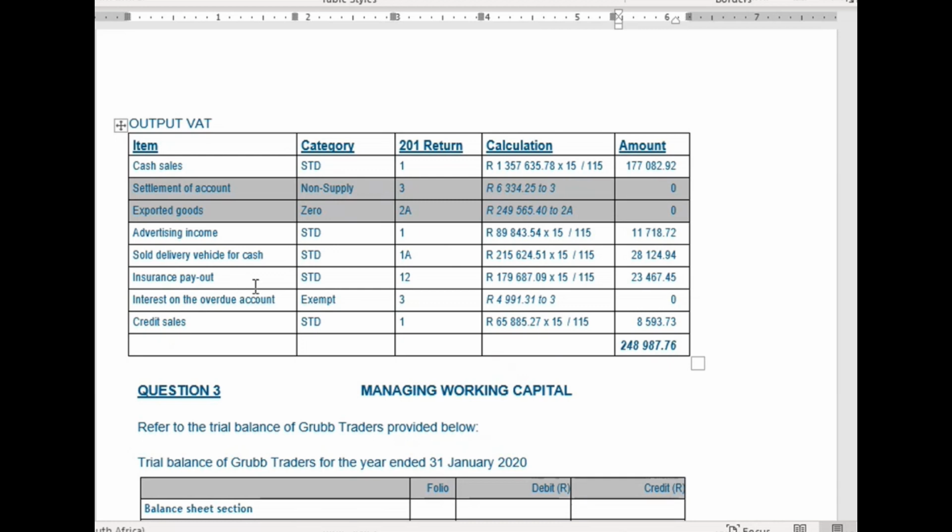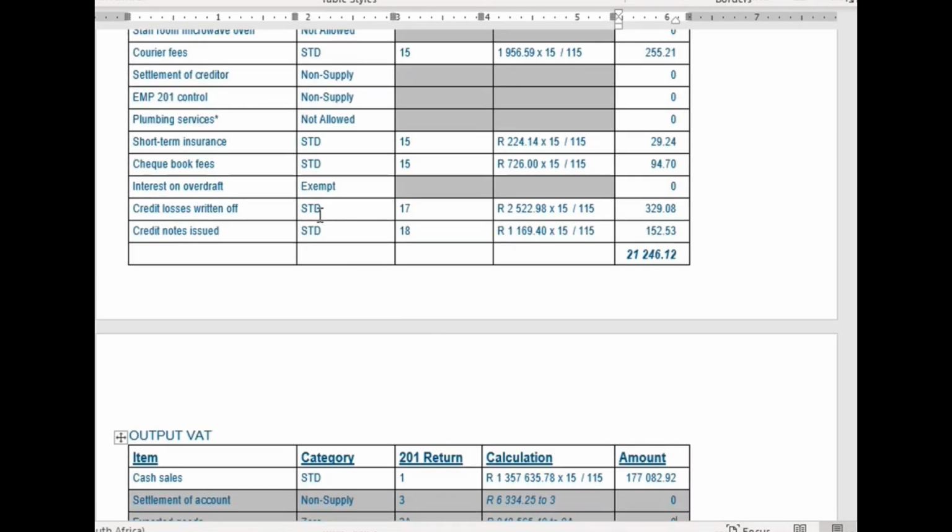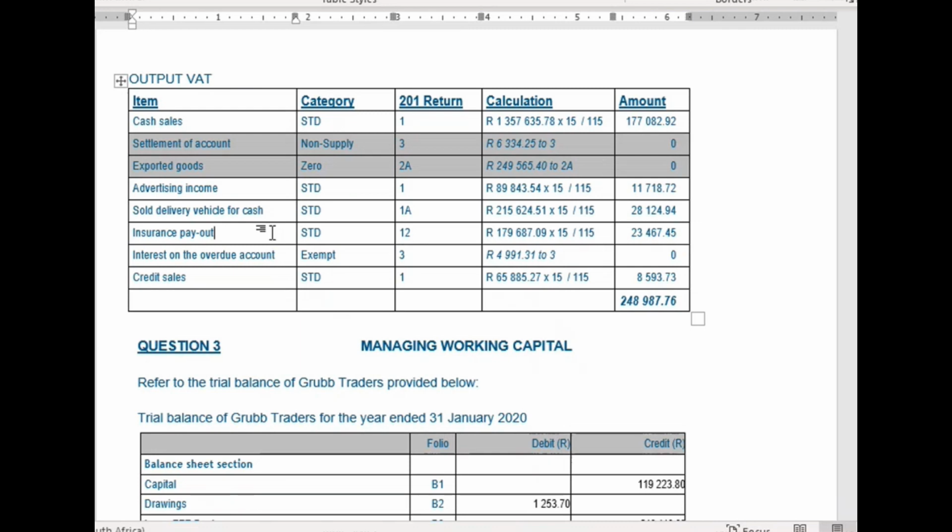Insurance payout. Now, this is very interesting. Look at what's happening here. Your insurance payout is standard rated. And the reason for that is, look here, that your short-term insurance, so every month you are paying your short-term insurance and you are claiming VAT on the premium. Therefore, when the insurance pays out, you are liable to pay VAT on it. But be careful, there is a section on the 201 return that says other, and that is where you will record the insurance payout.